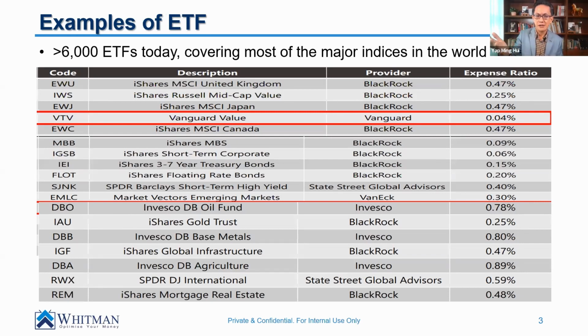There are so many ETFs nowadays in this world. There are more than 6,000. As you can see here, these are the descriptions of different forms of ETF, and these are the providers of the ETF. They also show very clearly the expense ratio for each ETF.